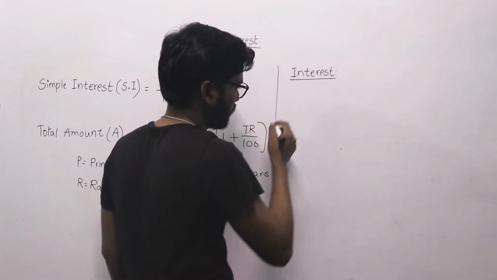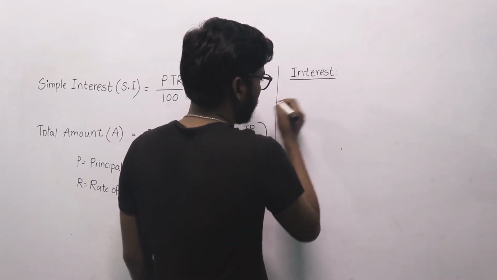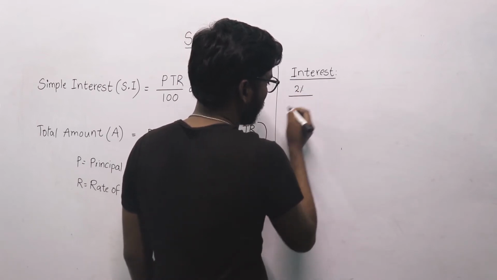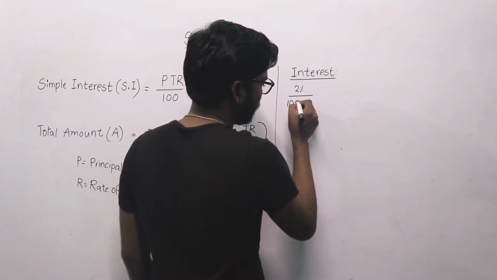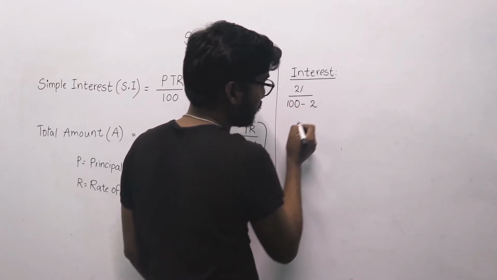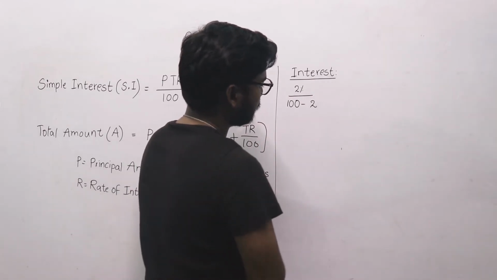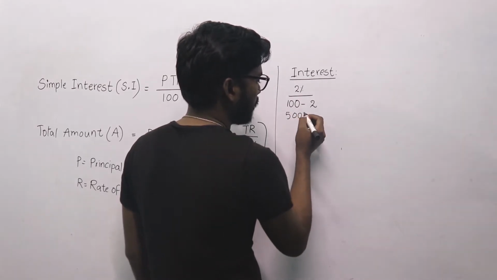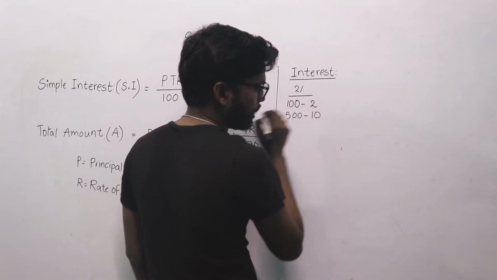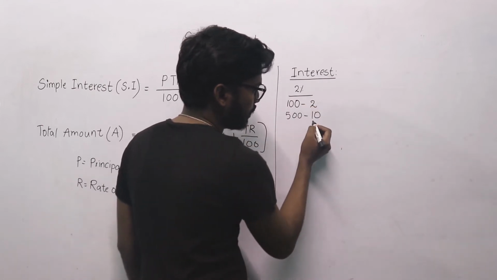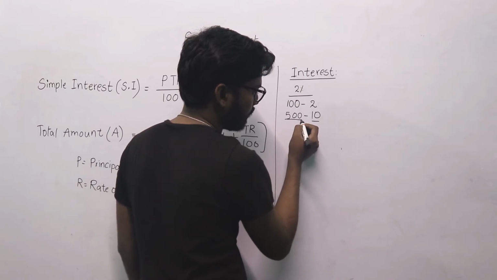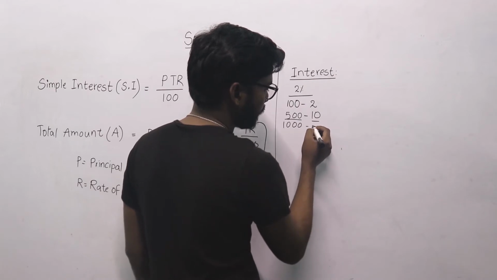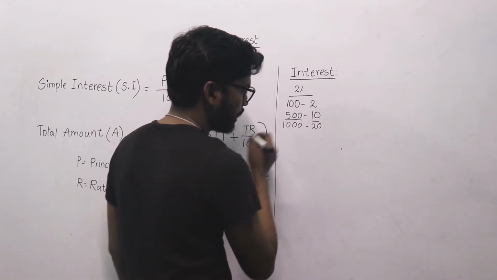Or simple interest. Earlier we have seen, if 2% was the rate of interest, then for 100 rupees, 2 rupees will be charged as interest. So for 500 rupees, 10 rupees will be charged as interest. So this is the interest, and this is the amount which I have taken. If I take 1000 rupees, then you will be charging me 20 rupees, right? Likewise.